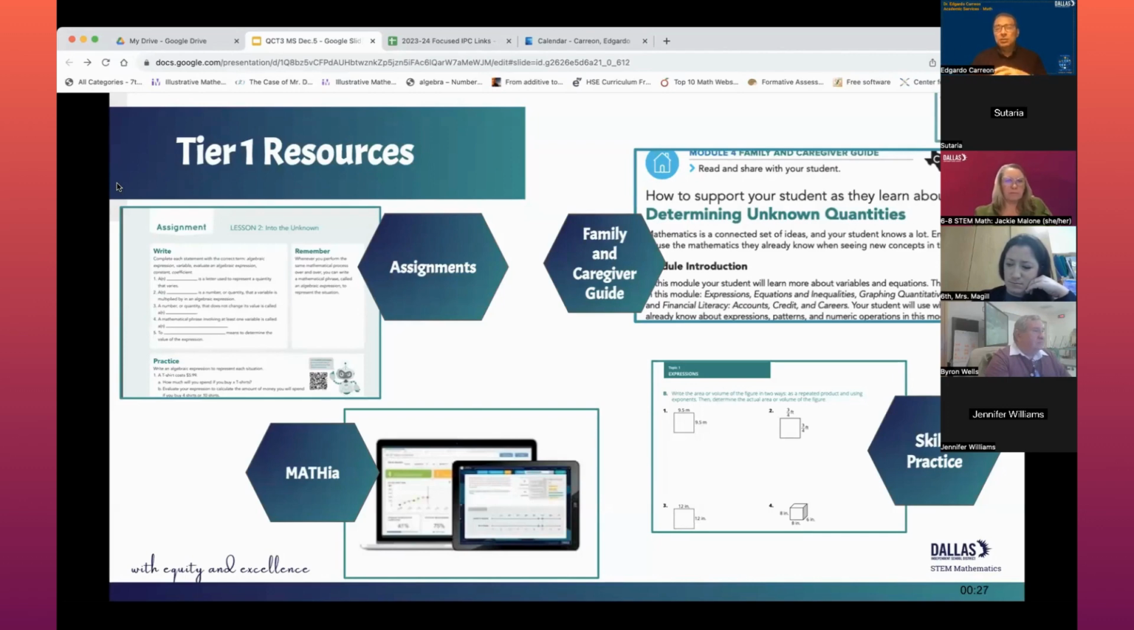And then we can use the family and caregiver guide, which is for the whole module, showing what it is that we're going to be covering in it, right? So this is another document that is for tier 1 instruction.